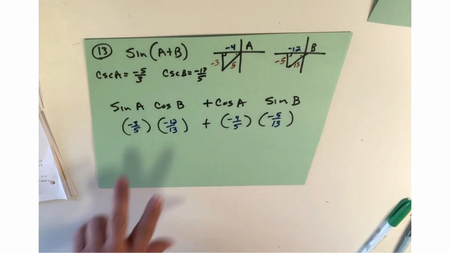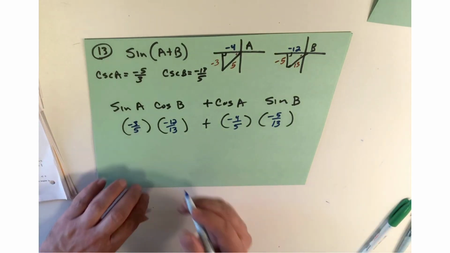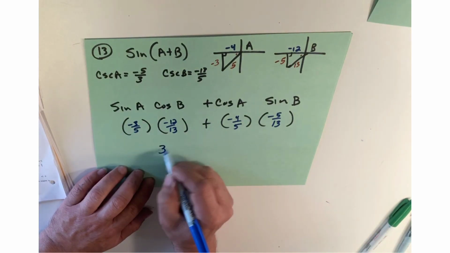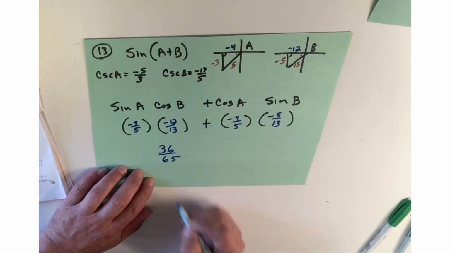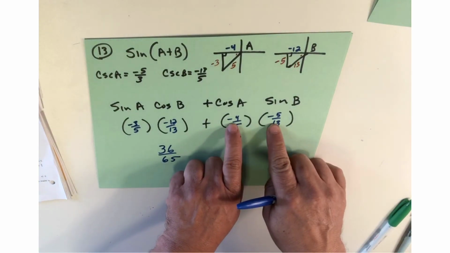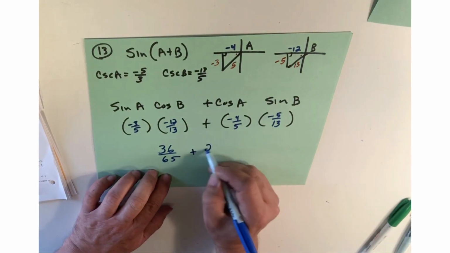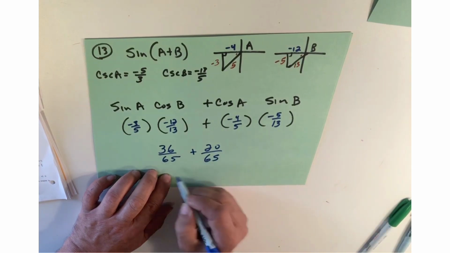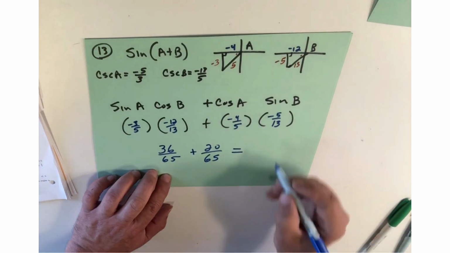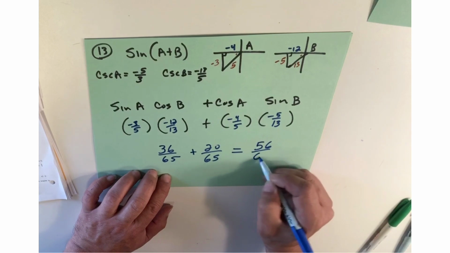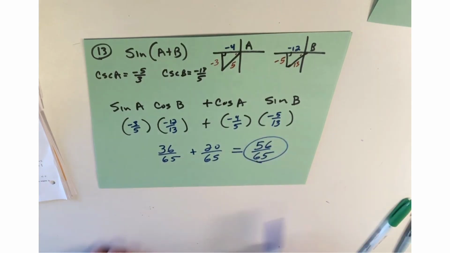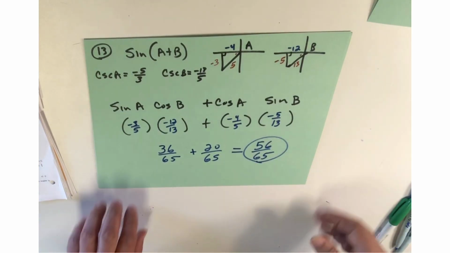If you do the multiplication here, a negative times a negative is a positive, you're going to end up with 36 over 65. Negative times negative is again a positive, so plus 20 over 65. And when you add it all up, yep, you get 56 over 65, which is your answer. Okay.